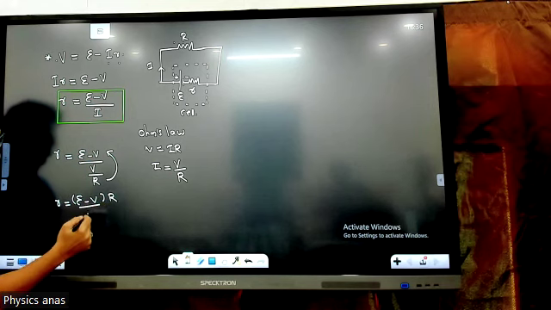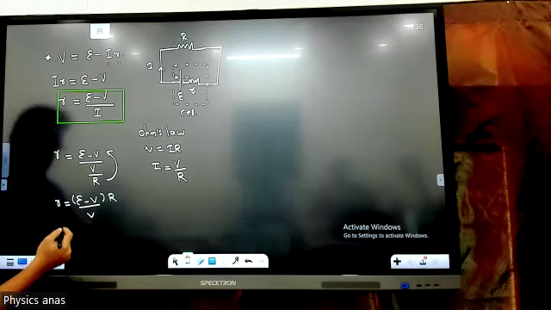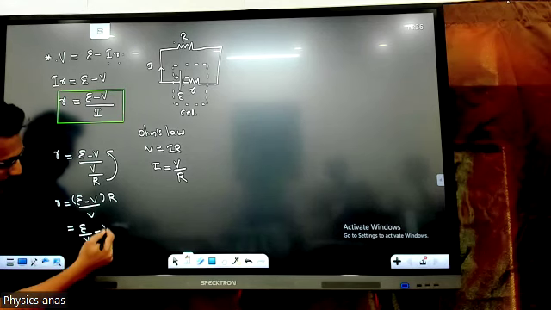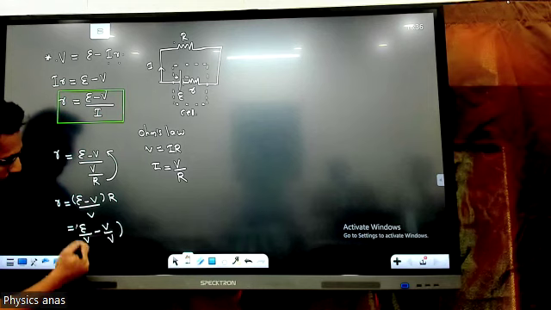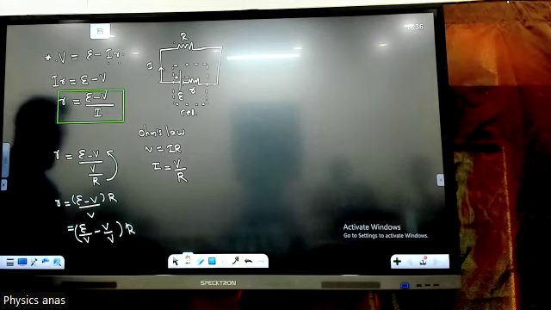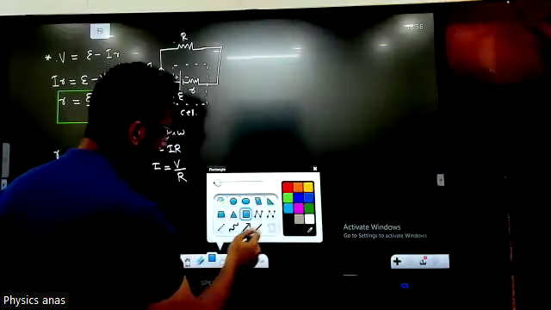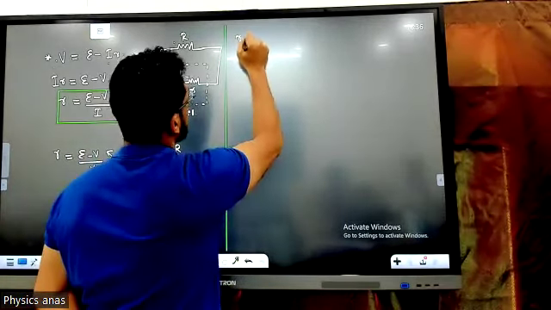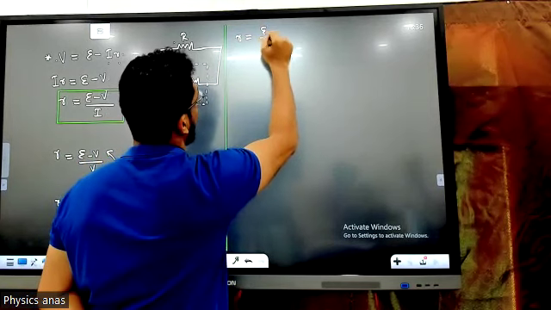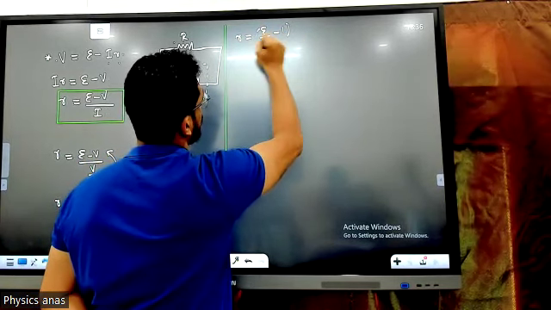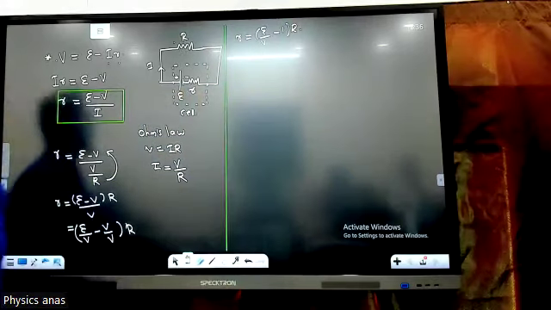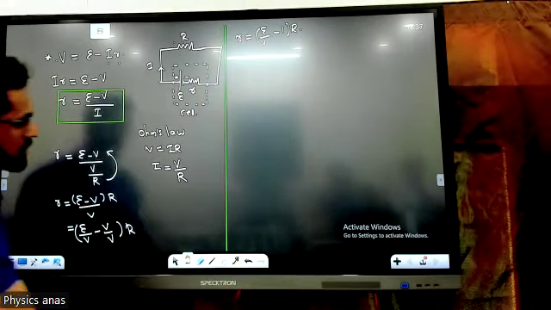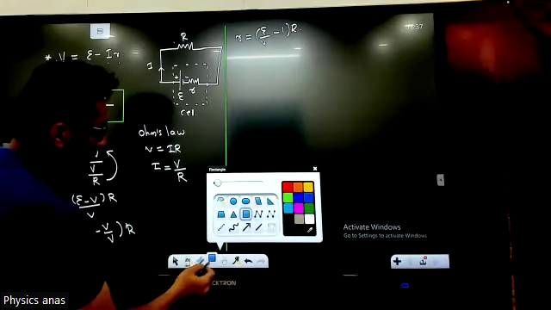E minus V into R by V. Okay, and give this V to E. So E by V minus V by V, into R. What is this? Internal resistance r is equal to E by V minus 1, into R. This is the next equation. So you have two equations for internal resistance now.